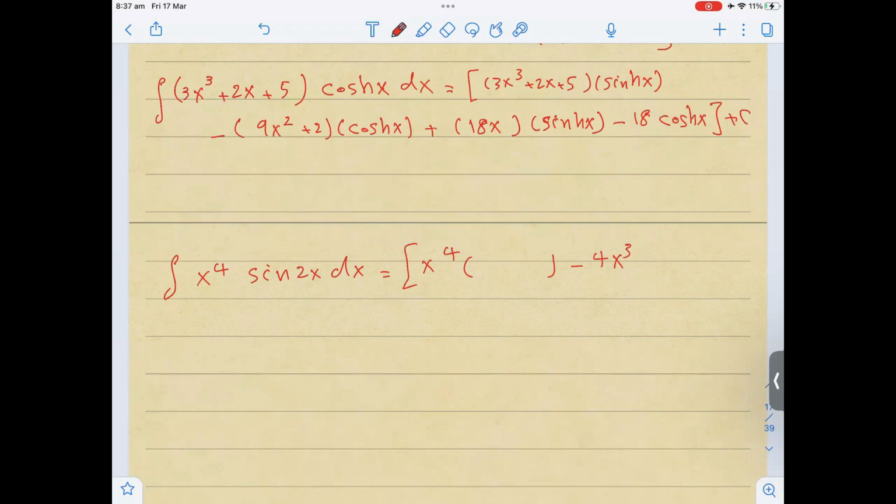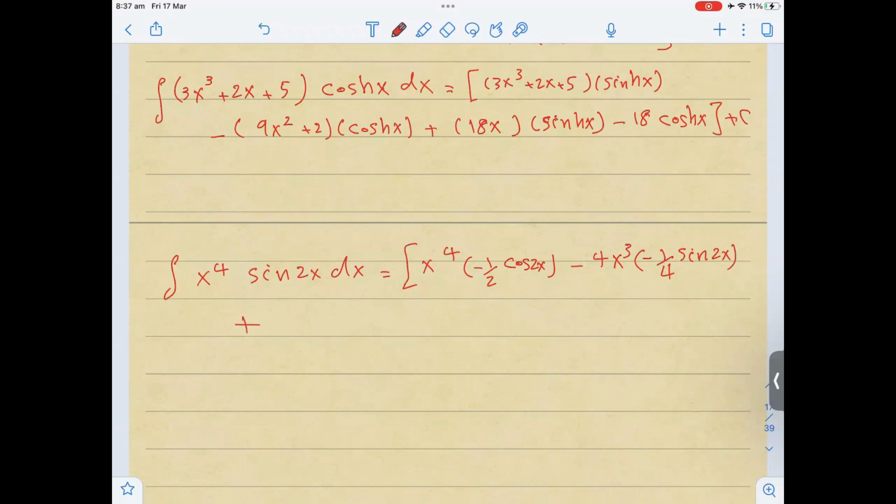For x cubed sine 2x, the integral of sine 2x is minus 1 over 2 cos 2x. What's the integral of minus 1 over 2 cos 2x? It is plus 1 over 4 sine 2x. Am I right? That's still negative. Yes. So I'm not right.